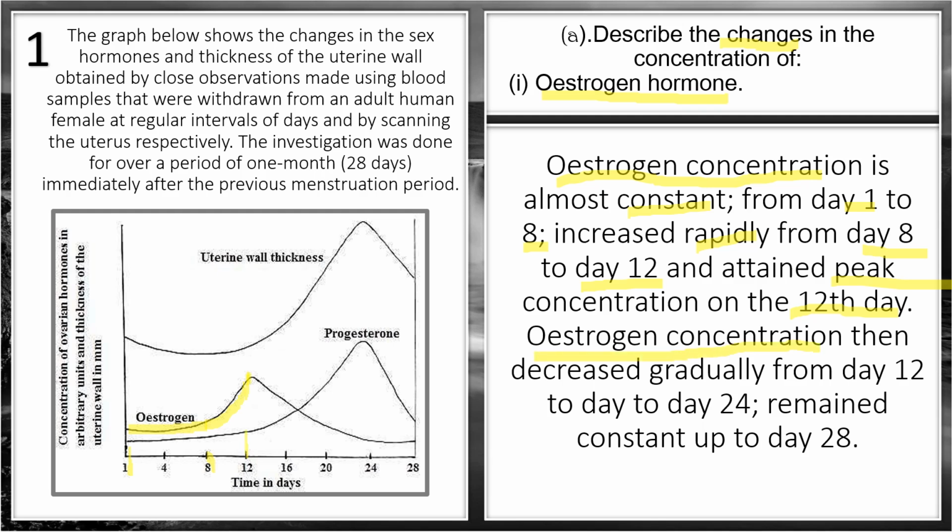Oestrogen concentration then decreased gradually from the 12th day to the 24th day. So from the 12th day here, it decreased gradually up to the 24th, somewhere here. And then it remained constant up to day 28. So here we can see it remained constant from the 24th up to the 28th.